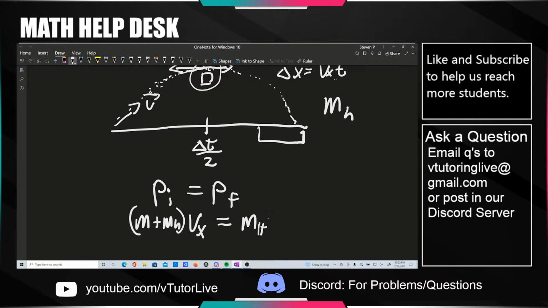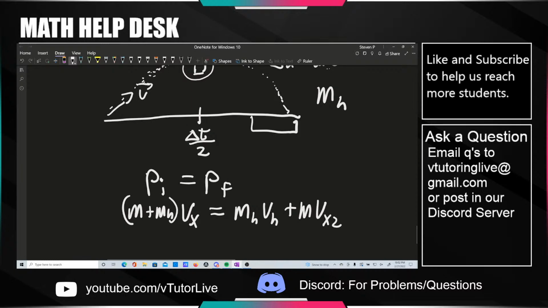But that's going to be equal to the mass of the haltere times the velocity of the haltere, plus the mass of the person times the velocity of the, let's call it Vx2. And what else we know is that because the problem is telling us that the horizontal velocity relative to the ground is 0, this term just goes away. So that's really nice and simple. So all you got to do at this point is solve for Vx2, right? Simple enough.